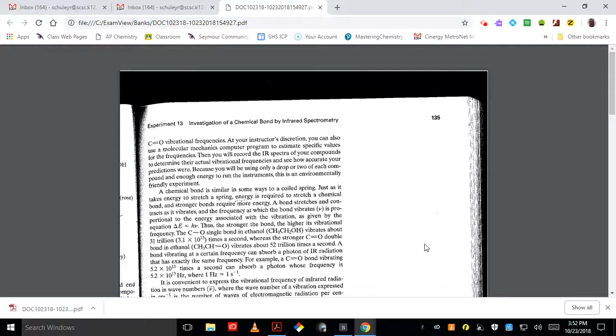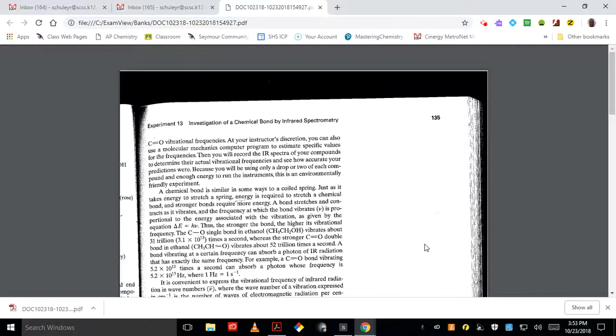All right, welcome to lab and experiment number 13, the investigation of a chemical bond by IR spectroscopy. What we're going to do is talk a little bit about resonance structures, which are some of the things that you've dealt with in your lecture work, and also the IR machine. The lab is very simple.